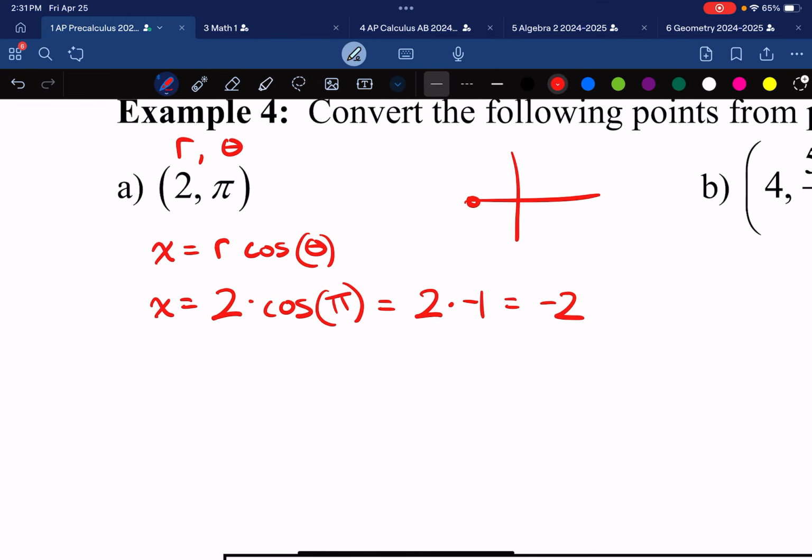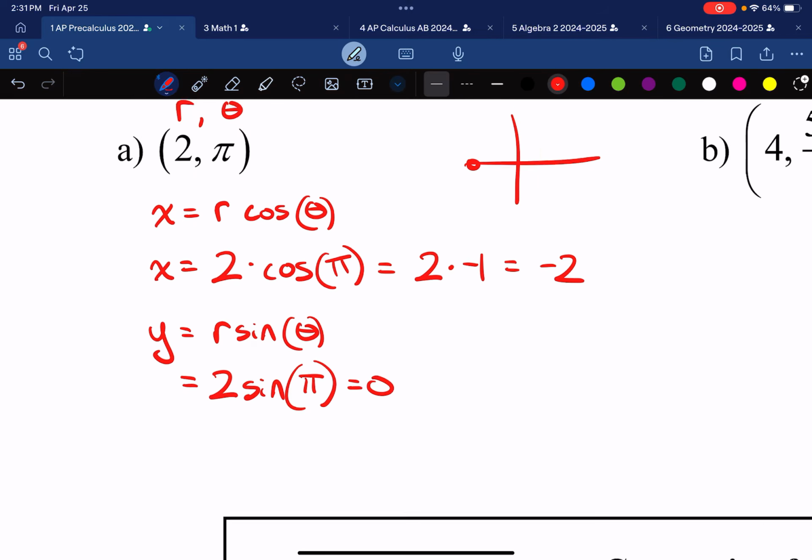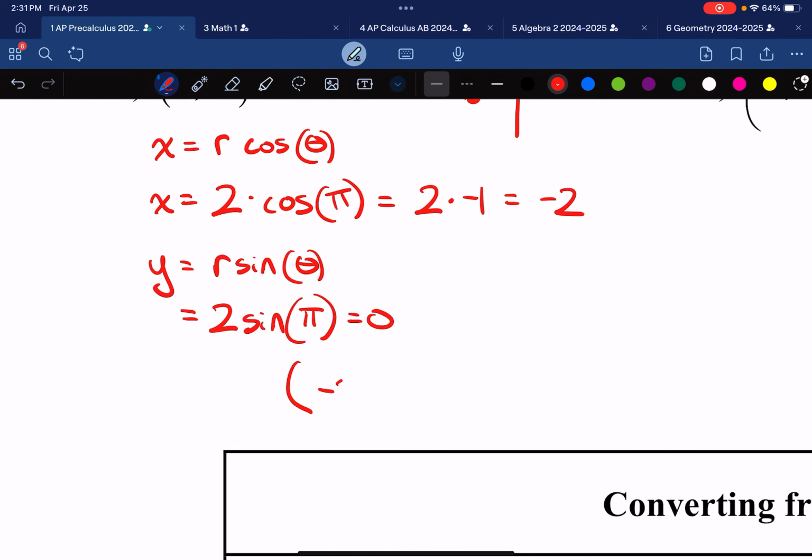I need a y coordinate. So how do I find the y coordinate? Use the formula. y is equal to r sine of theta. Okay, here we go. r is 2, and then I do times sine of pi. Pi again is this direction right here. So sine is how much up and down I've gone. Well, I haven't gone any, so sine of pi is 0. And 0 times 2 is 0. So my coordinates here are going to be x comma y, or -2 comma 0. And there's my final answer.